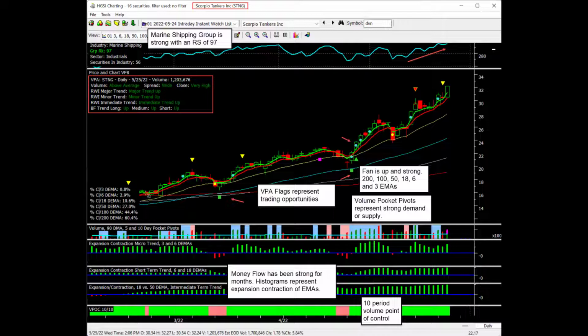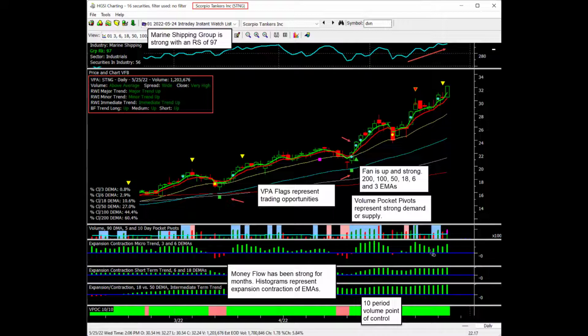Now moving down to the main body of the chart, if you look over here, these represent the relationship of the price to the moving averages, and these moving averages are the 200, the 100, the 50, the 18, the 6, and the 3. Now I'm going to move down to these windows.